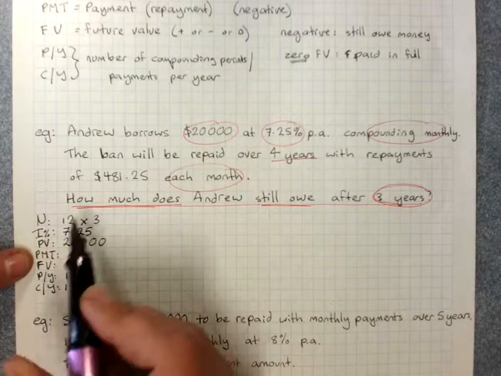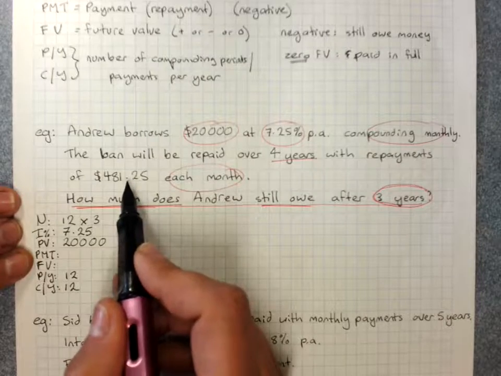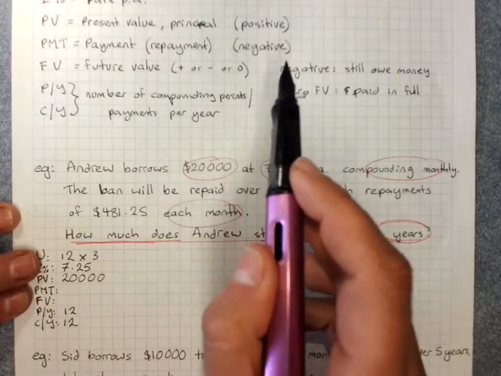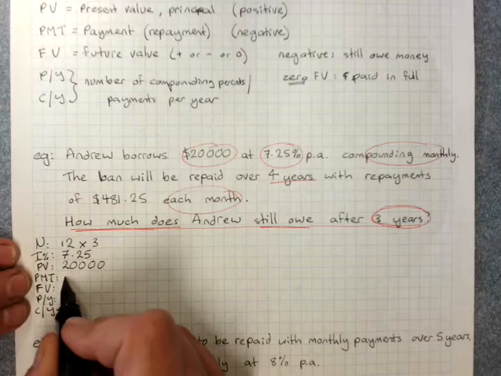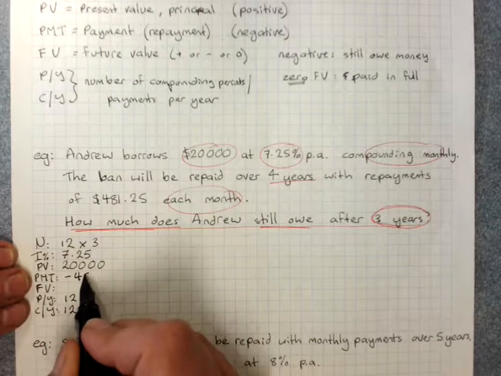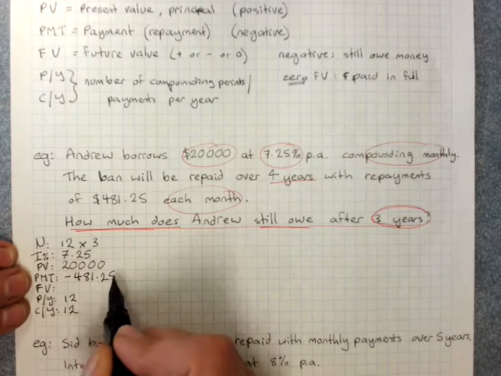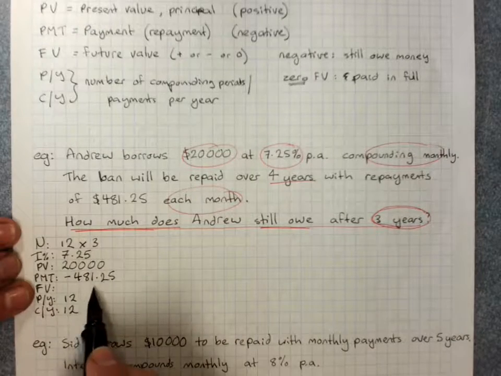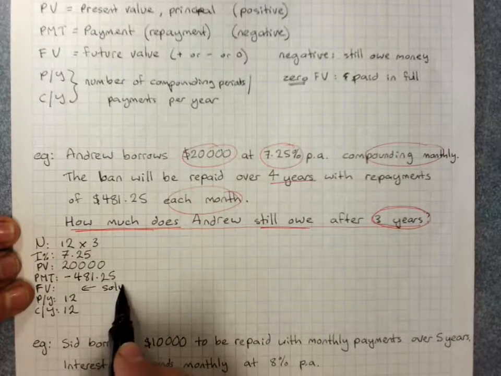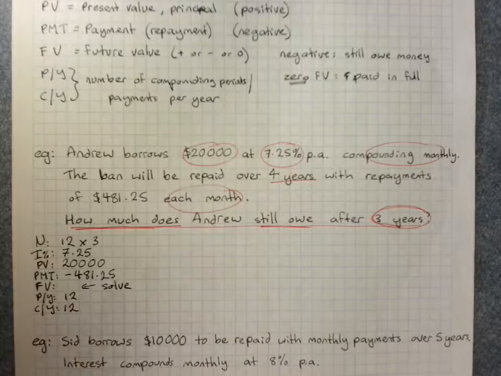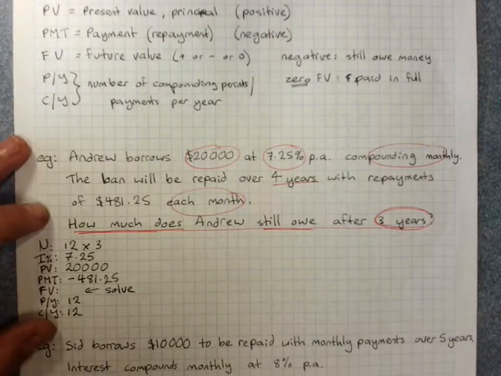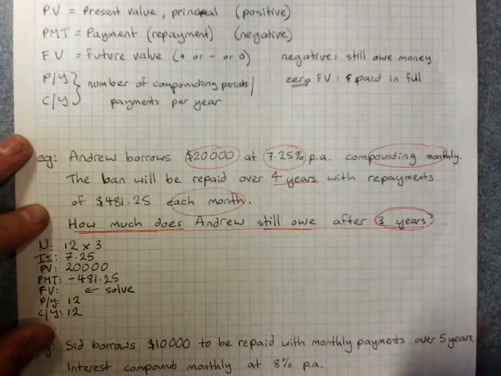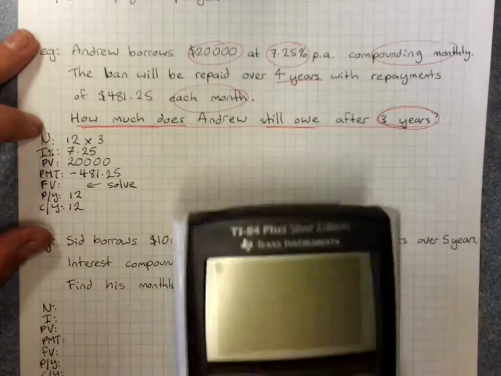Now, they've given us the repayments, and repayments are negative. Negative 481.25, and the future value is what we solve for. So anytime you do this, you should have got to this stage before you even pick up your calculator. You should have written it all down.